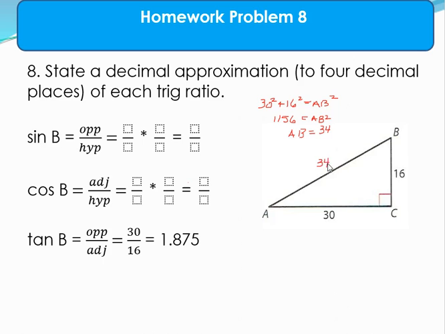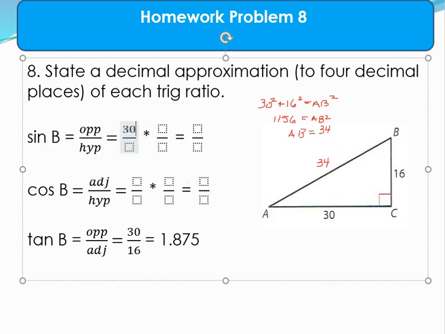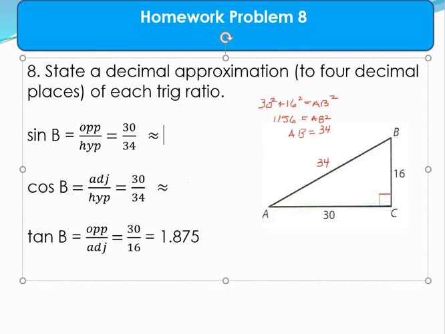And we can continue on with our problem. So sine angle B will be opposite, which is 30, over hypotenuse, which is 34. And 30 34ths will become 0.8824.